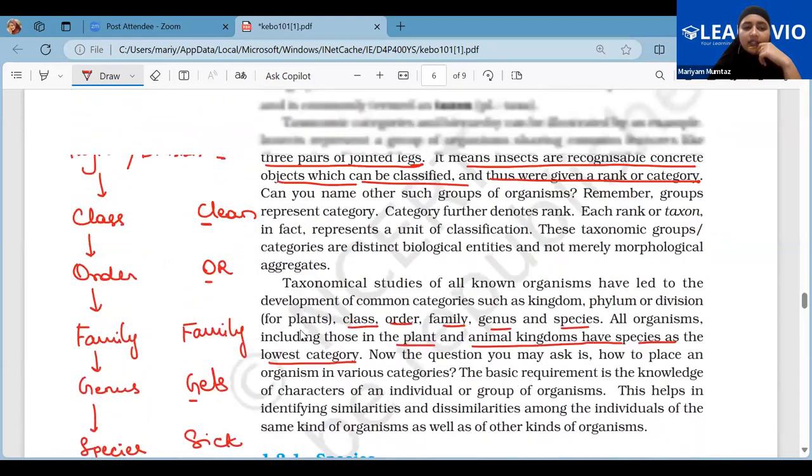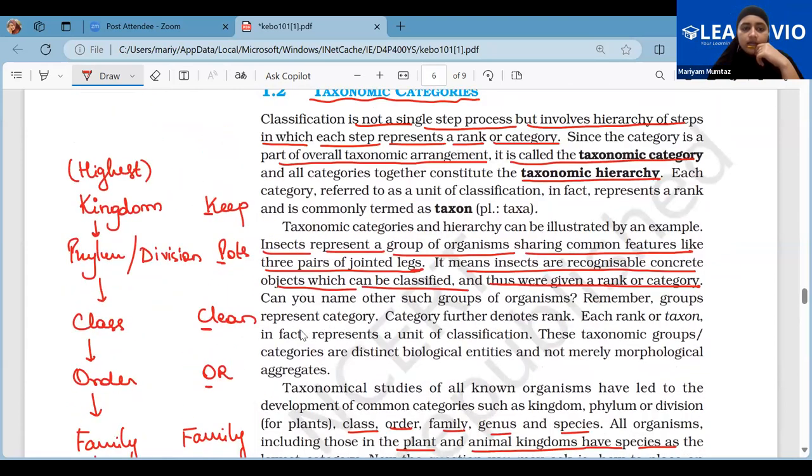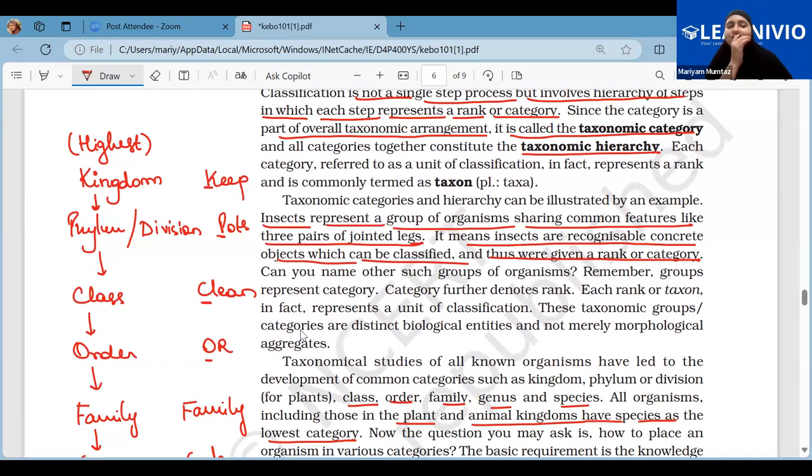Now tell me one thing. I'm asking you just to see if you understand what I have taught. If I talk about the organisms in a kingdom, and the organisms in a species, two different taxa or categories, which one will be more similar to each other? The members of kingdom or the members of species? Which one will be very closely situated? Species. Not the kingdom.